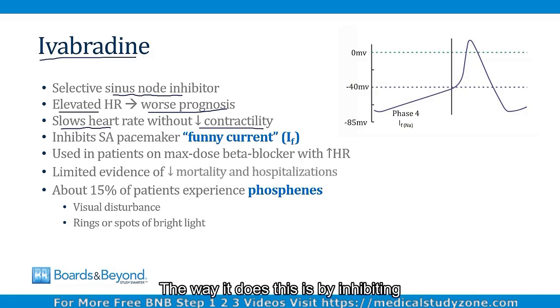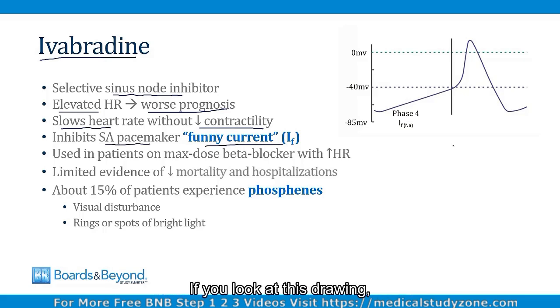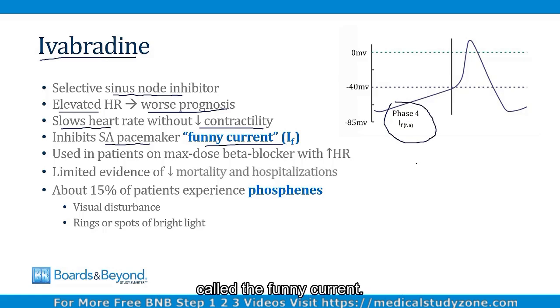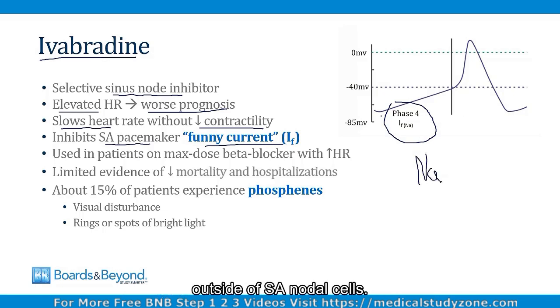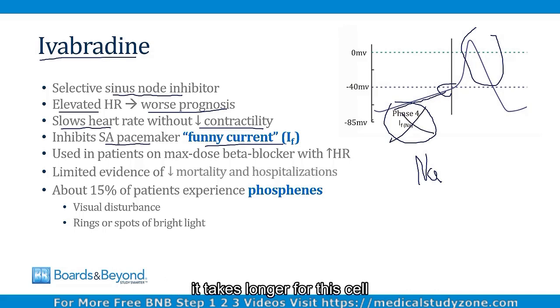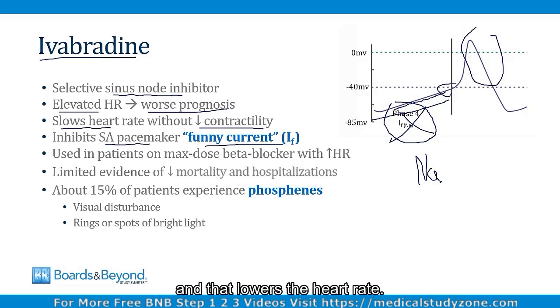The way it does this is by inhibiting the pacemaker action potential in the sinus node. This is called the funny current. If you look at this drawing on the top right side of the screen here, this is a drawing of the action potential in the sinus node. Phase 4 of this action potential is called the funny current. It involves the slow movement of sodium ions into SA nodal cells. This causes the voltage to slowly increase and then eventually depolarization occurs. So if you inhibit the funny current, it takes longer for this cell to reach threshold and depolarize, and therefore the SA node depolarizes at a slower rate, and that lowers the heart rate. This has no effect on contractility the way that beta blockers do.